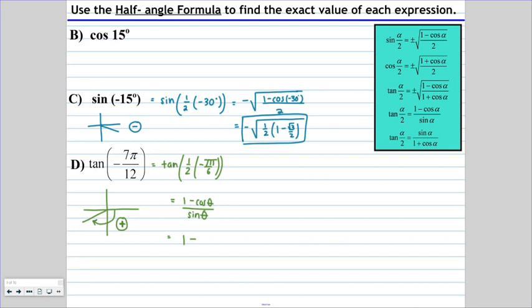All right, so the cosine here of negative 7 pi over 6, I'm going to show this step so you guys can see it, right? That's what we're evaluating. 1 minus the cosine of negative 7 pi over 6 over the sine of negative 7 pi over 6. All right, the cosine of negative 7 pi over 6, if we go to the unit circle and look at that, that's negative root 3 over 2. And then the sine of negative 7 pi over 6 is 1/2.